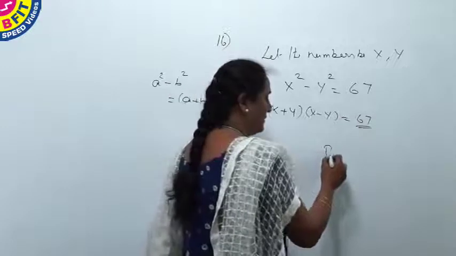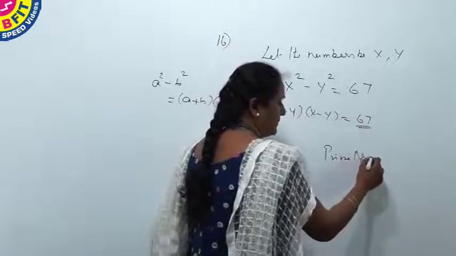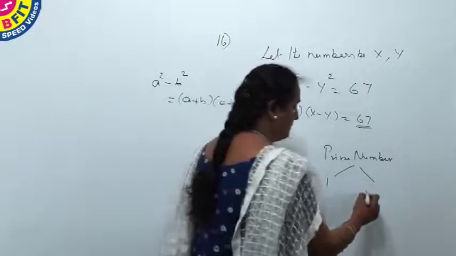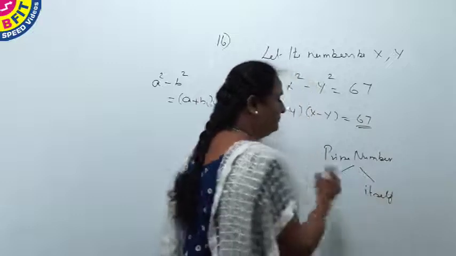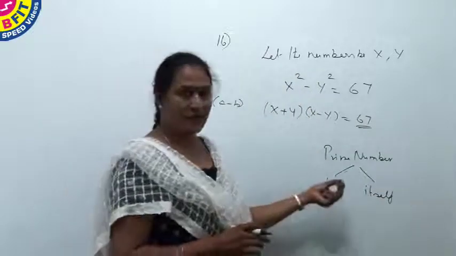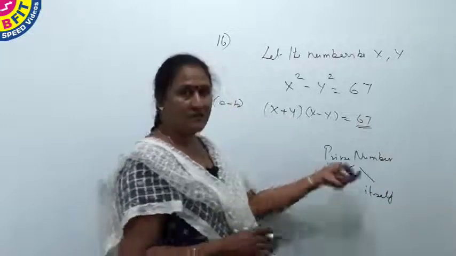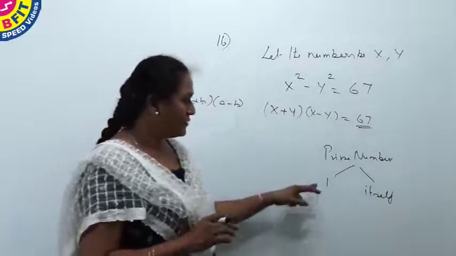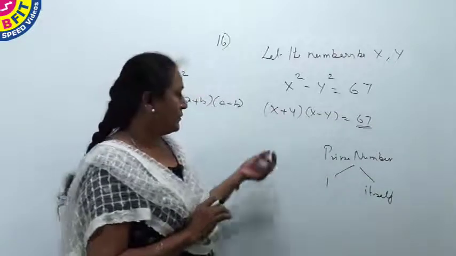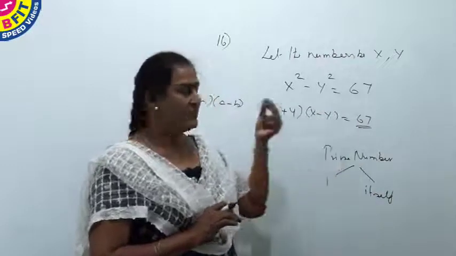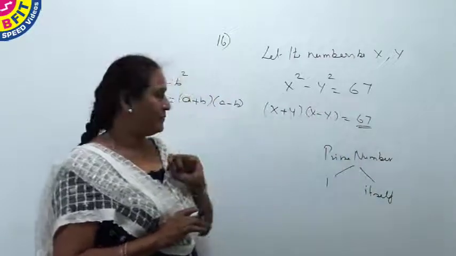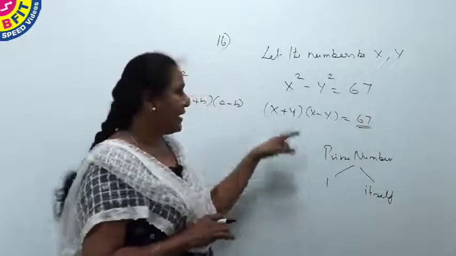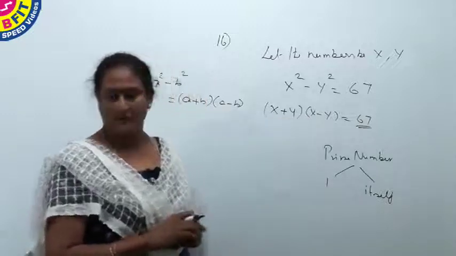Any prime number has only two factors, 1 and itself. So any number, if it has two factors, 1 and itself, is considered a prime number. Here 67 is a prime number. It has only two factors, 1 and 67 itself. So x plus y, obviously it should be 67. This cannot be split into two factors, a product of two numbers. So x plus y should be 67 and x minus y should be 1.